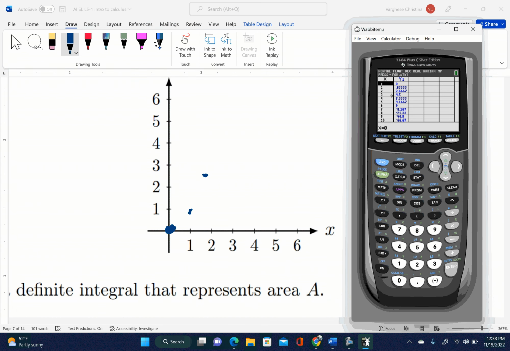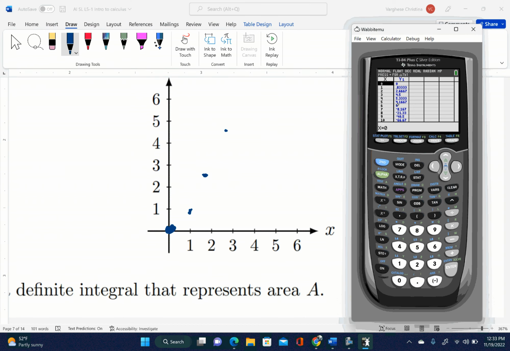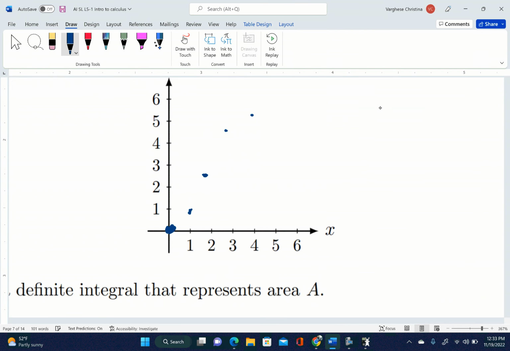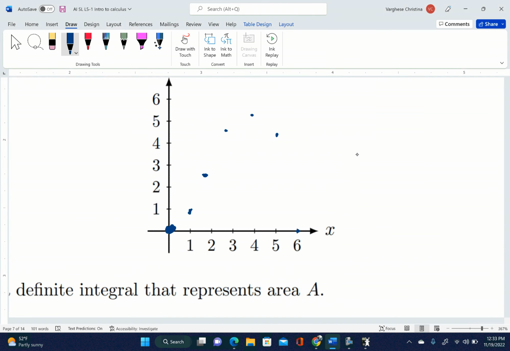And then I have 3, 4.5. So 3, 4.5 is going to be right there. Then 4, 5.3, somewhere around there. 5, 4.1. So it's going to come down. 5, 4.1. And 6, 0. Okay, so 6, 0 is going to be right here. And then I'm going to go ahead and just connect those dots. Okay, so there's my curve.